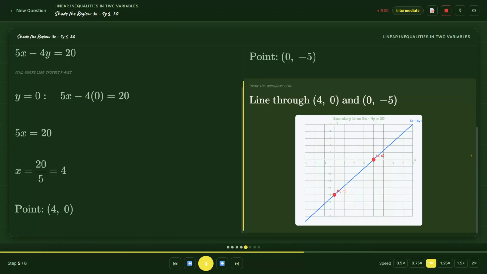Now, let's draw a straight line through our 2 points, (4, 0) and (0, -5). We use a solid line because our sign says less than or equal to. The equal part means points on the line count too.